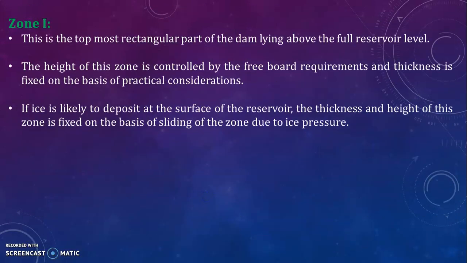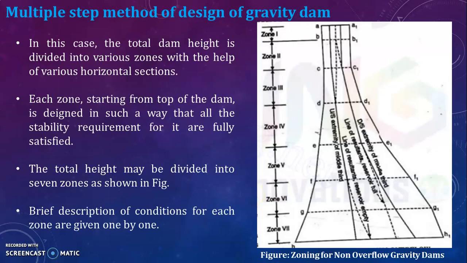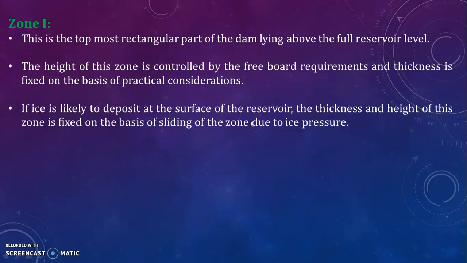First one, zone 1. This is the topmost rectangular part of the dam lying above the full reservoir level. This portion is zone 1. The height of this zone is controlled by the freeboard requirements and thickness is fixed on the basis of practical considerations. If ice is likely to deposit at the surface of the reservoir, the thickness and height of this zone is fixed on the basis of sliding of the zone due to ice pressure.